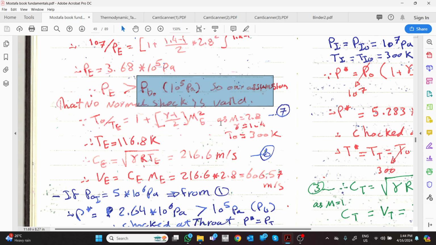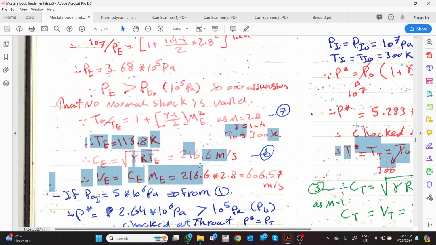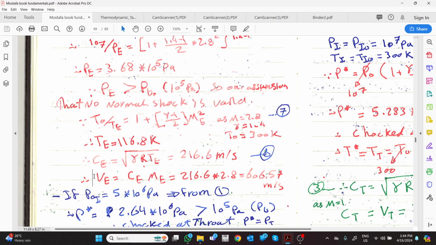T stagnation over T exit equation. We know the Mach number, we know this, so T exit is like this. So C exit is like this. So V exit is C exit multiplied by the Mach number at exit, which gives this velocity.